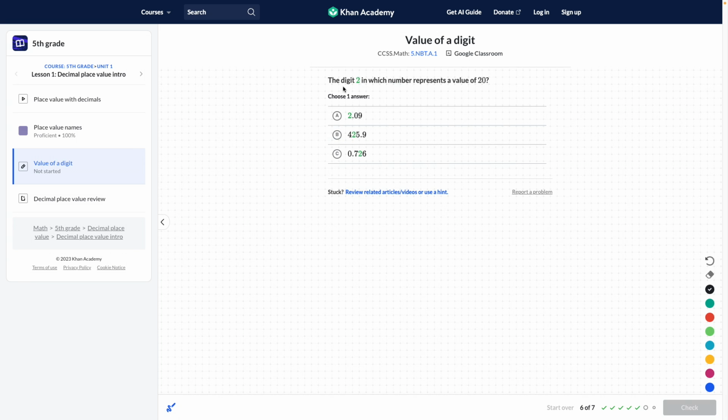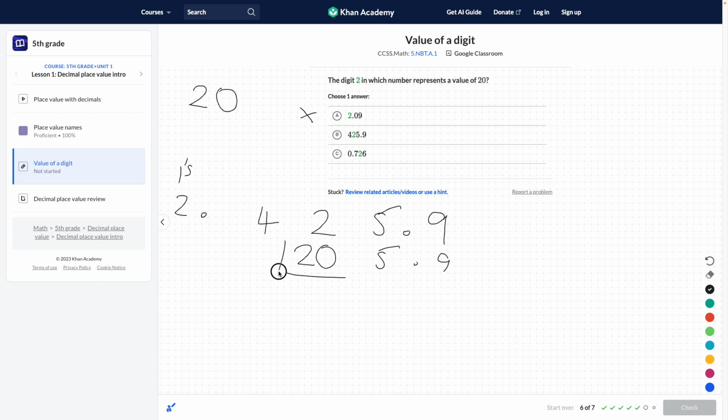Okay, the next one, the digit 2 in which number represents 20? Okay, so we are looking for the number 20. Well, now the first one, 2 point. Well, we know this is in the ones, so we're not going to insult your intelligence. We're going to get rid of this straight away because it's in the ones. The next one that we got is 425.9. Well, we can see the 20 here. All right.